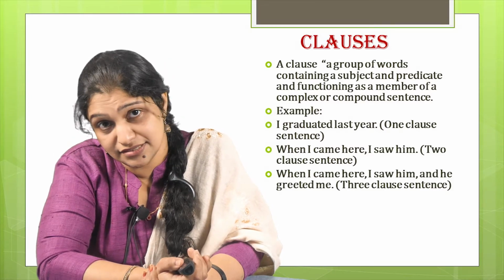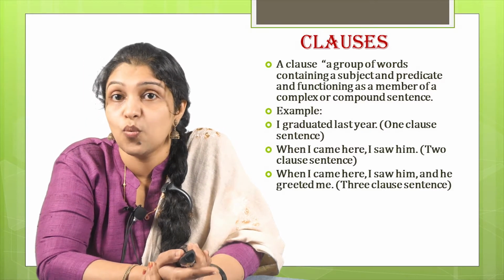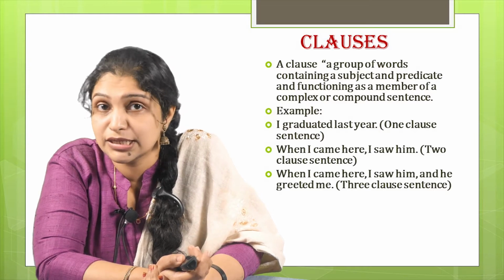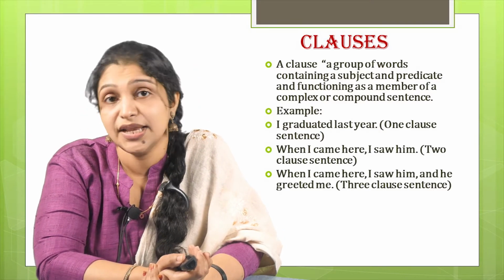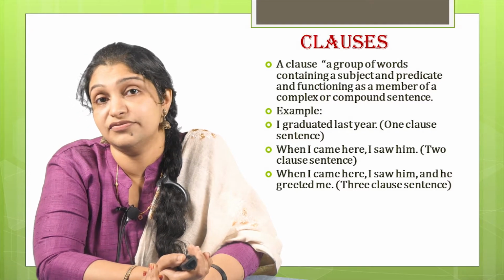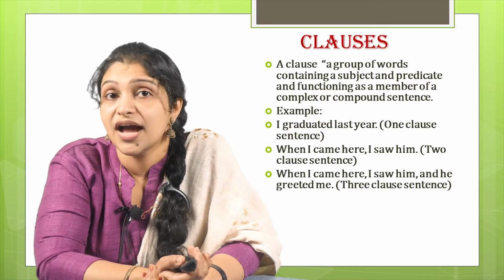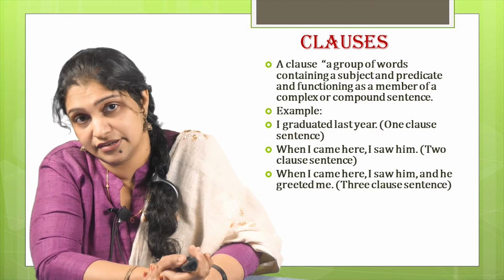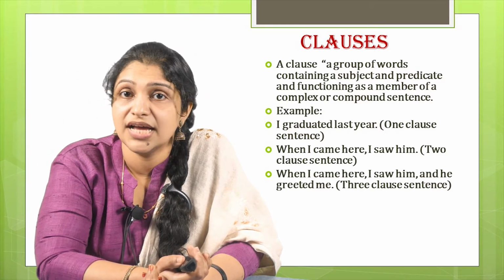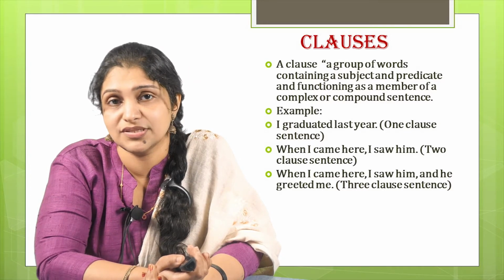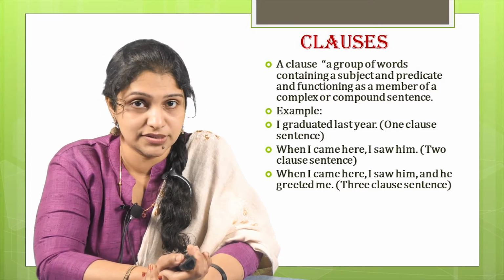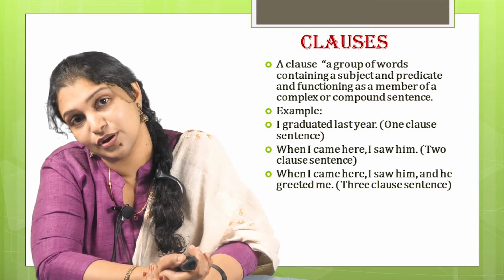This is a sentence which has got one clause, only a single clause, where you have a subject and a verb, and there you have a finite verb. All right, I graduated last year. When I came here, I saw him. This is a sentence with two clauses. When I came here is a clause. I saw him is another clause.